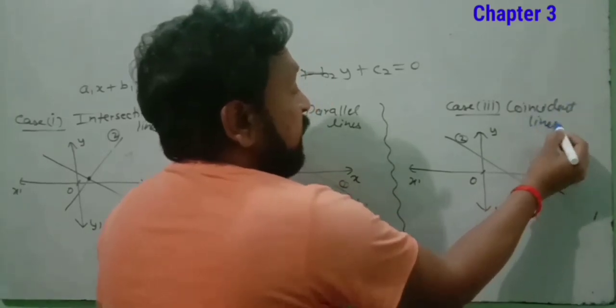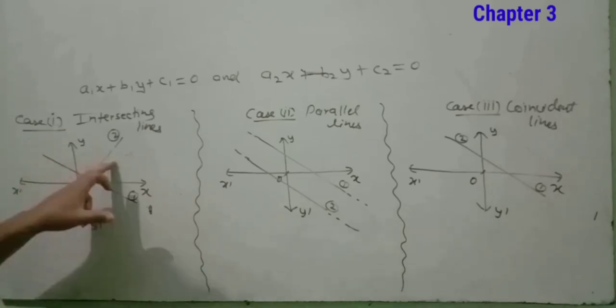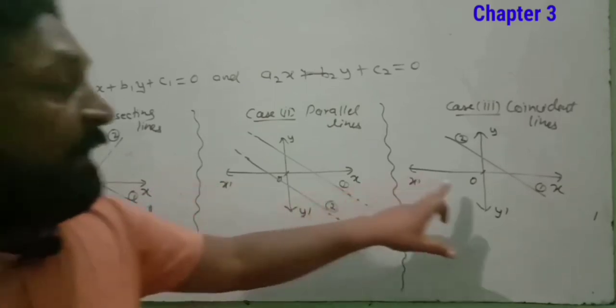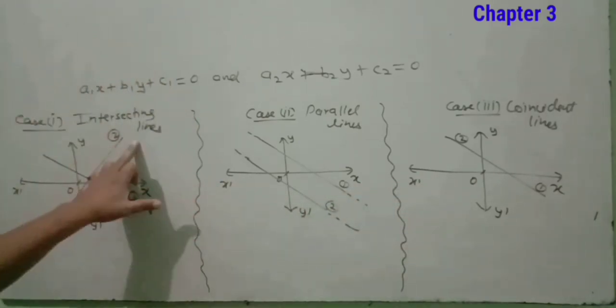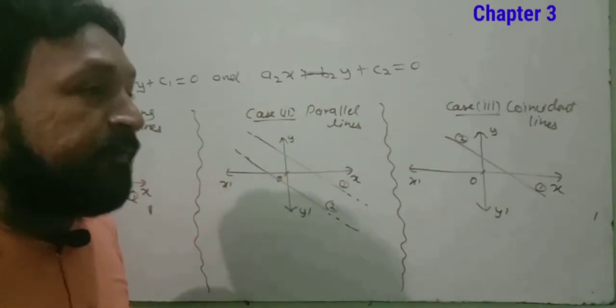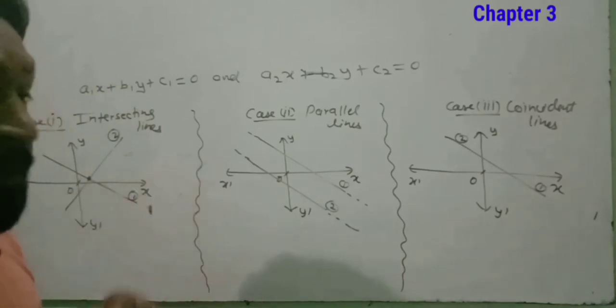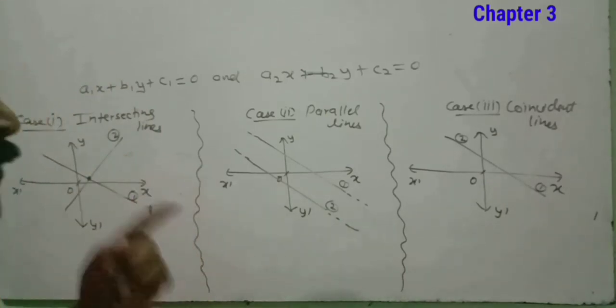So this thing I came to know with the help of the graph. When I made both the lines on the graph paper, then I came to know whether these lines are intersecting, parallel or coincident. It means this is the graphical method of finding the types of lines. That is the first thing. Second thing, I can also know one more thing here: solutions.